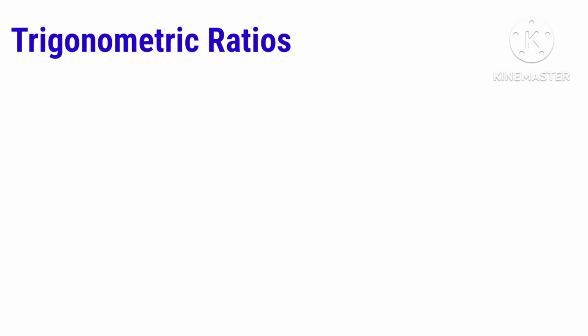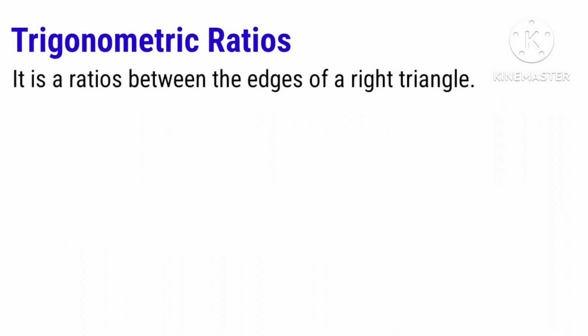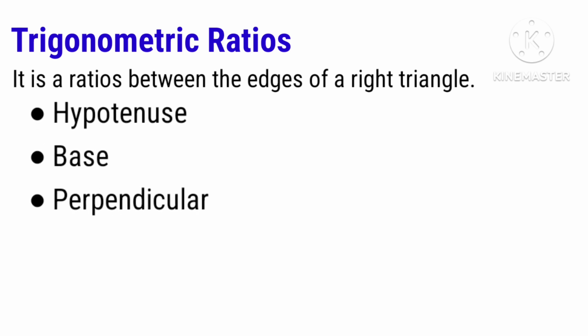Next we'll see about trigonometric ratios. What is a trigonometric ratio? It is the ratio between the edges of the right triangle. Trigonometry is always based on a right triangle. Studying the edges of a right triangle and their ratios is known as trigonometric ratio. So we have three sides: hypotenuse, base and perpendicular.